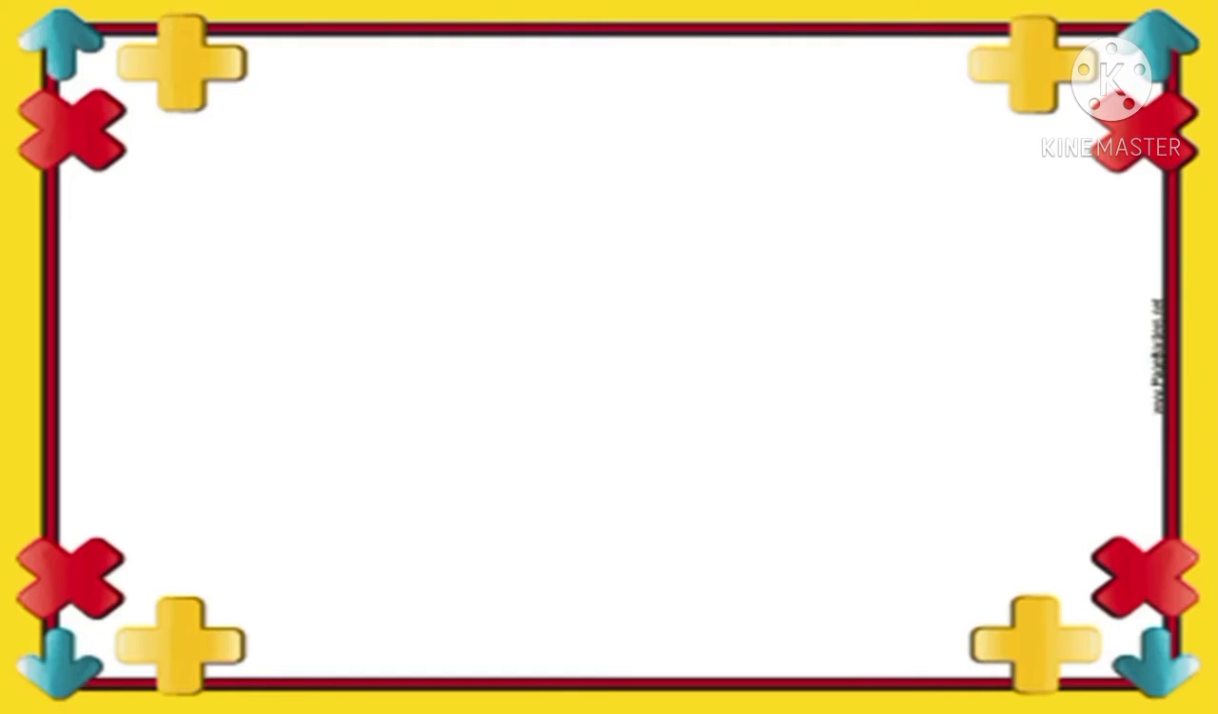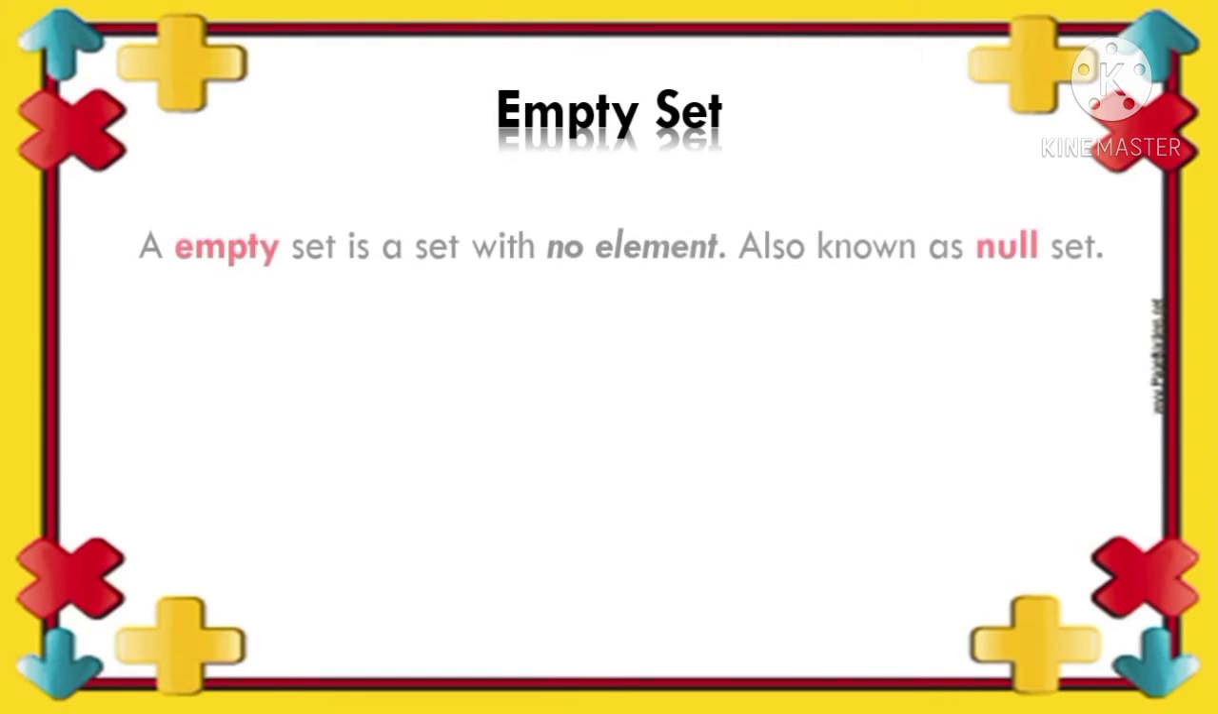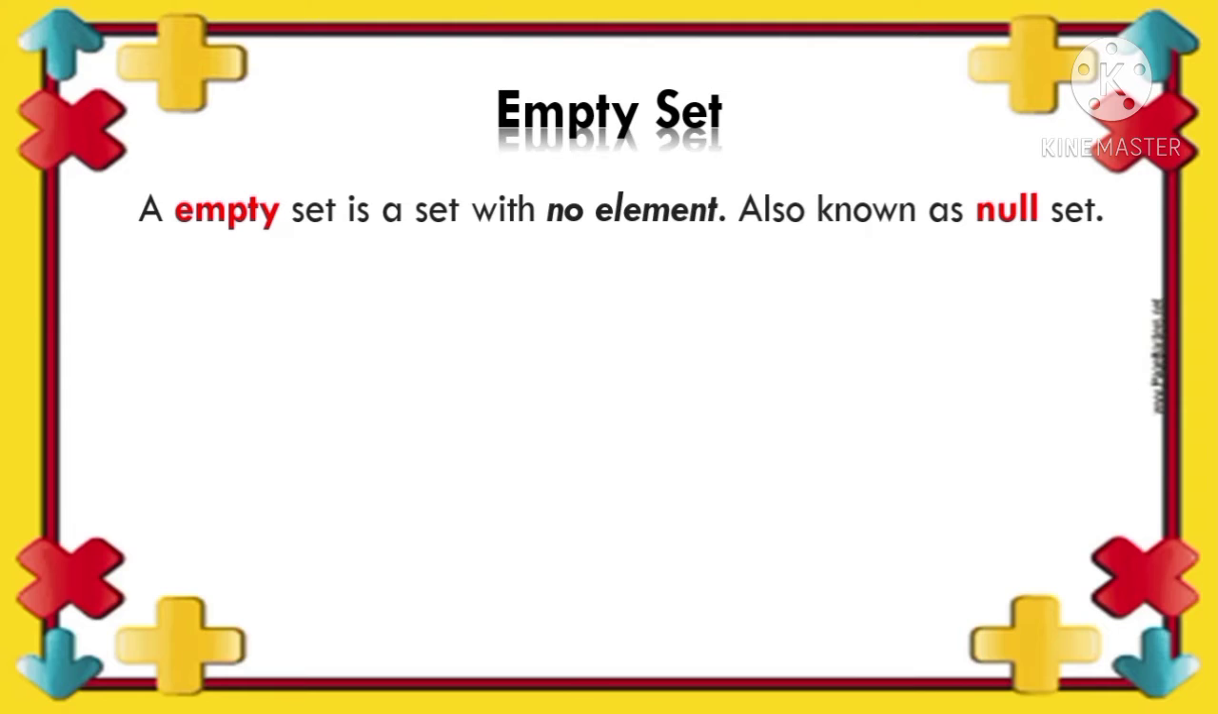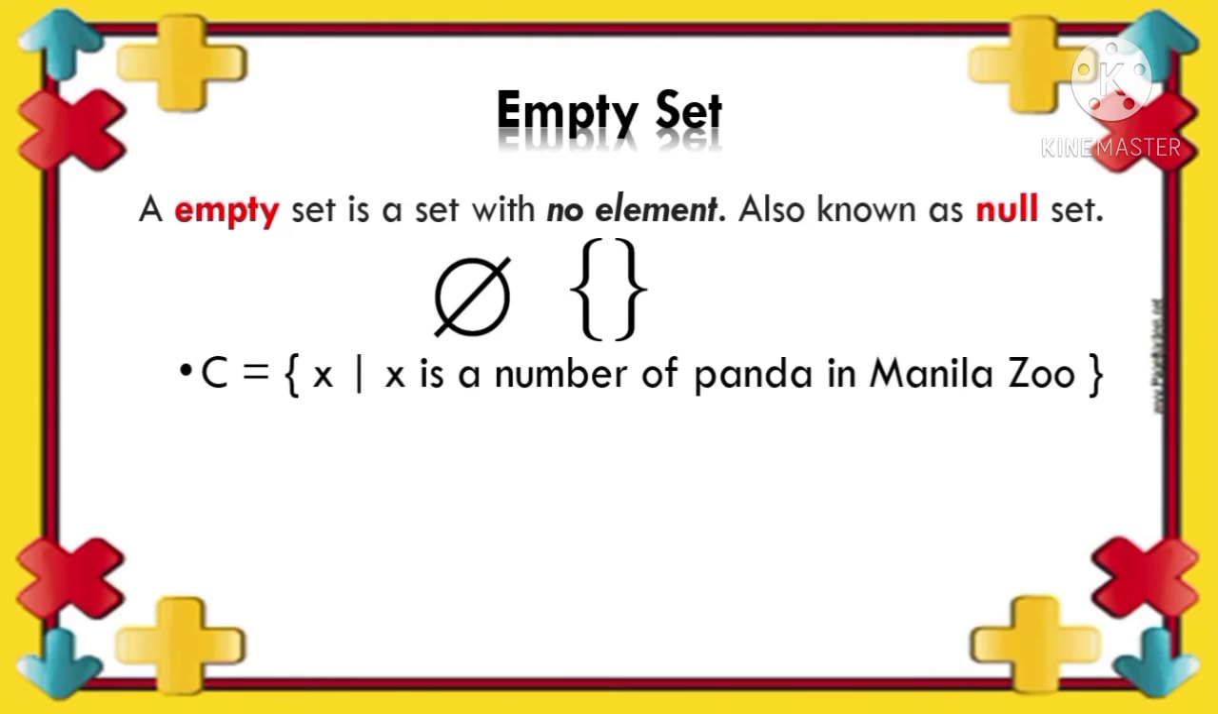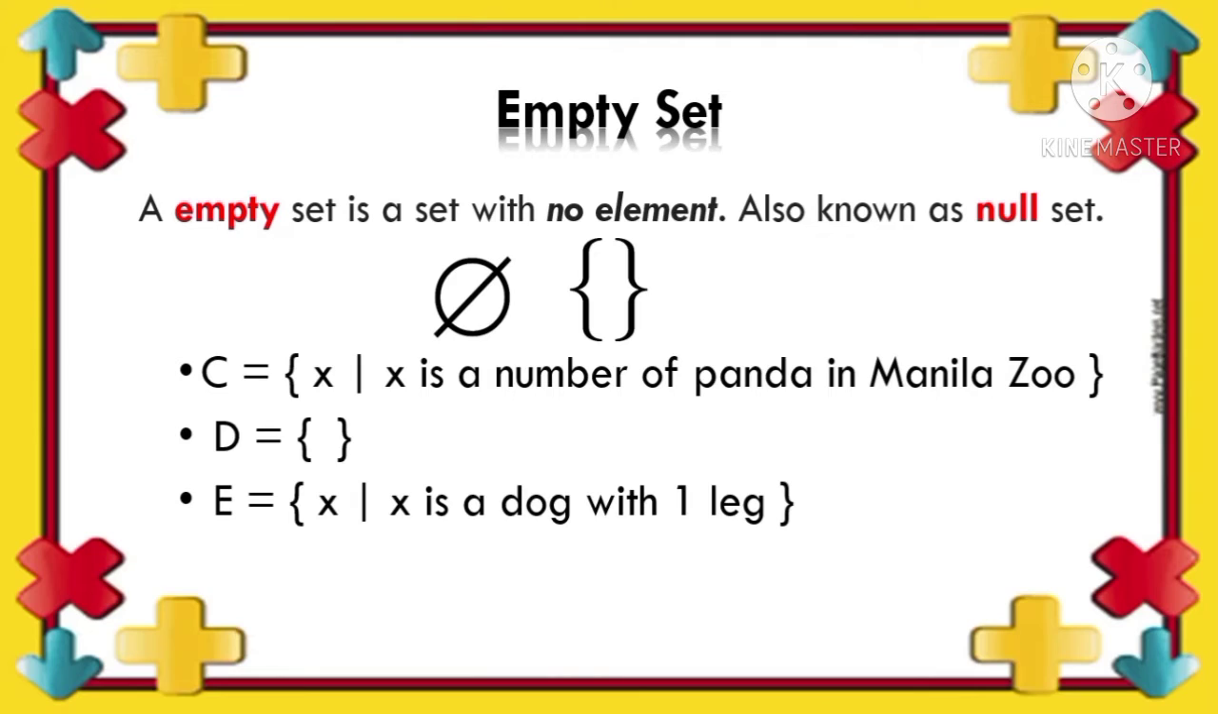So let's talk about the empty set. An empty set is a set with no element, also known as the null set. This is denoted by this symbol. For example, C = {x | x is a panda in Manila Zoo}. This is an empty set since you cannot find a panda in Manila Zoo. Or D = { }, an empty set, since there is no element in that set. Or E = {x | x is a dog with one leg}, because you cannot see a dog with one leg.